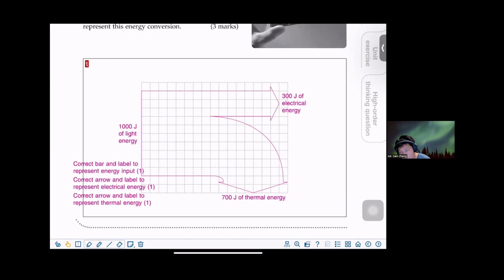The 300 joules of electrical energy should go forward, while the 700 joules of thermal energy will be turned away, meaning that it is the waste energy. Is that okay? So please help me copy down the correct answer if you have not done it.